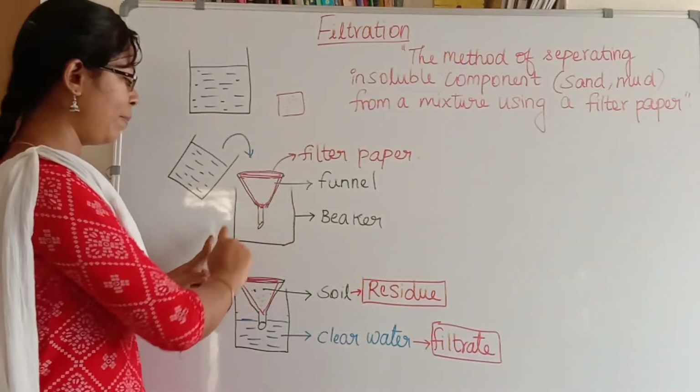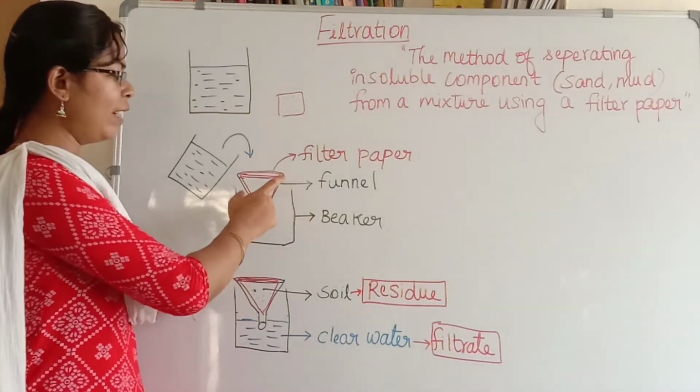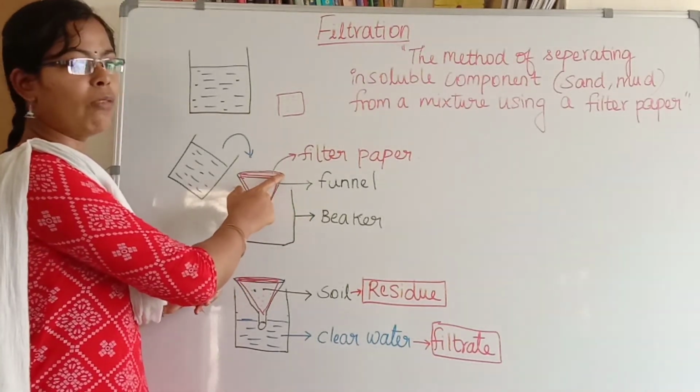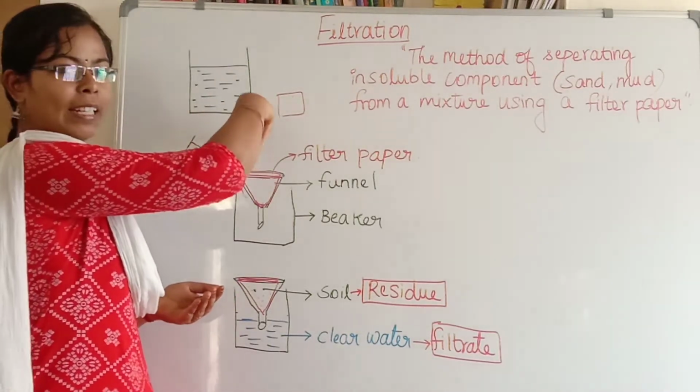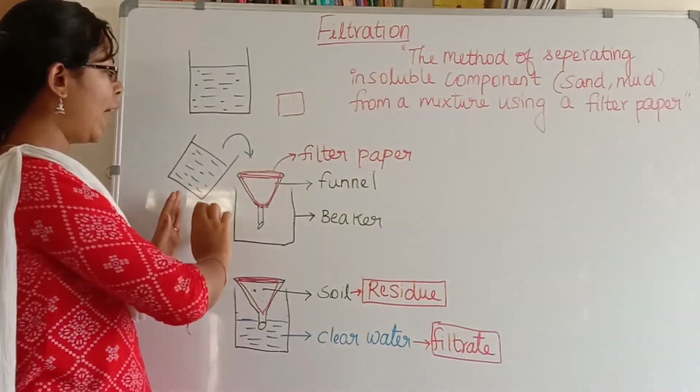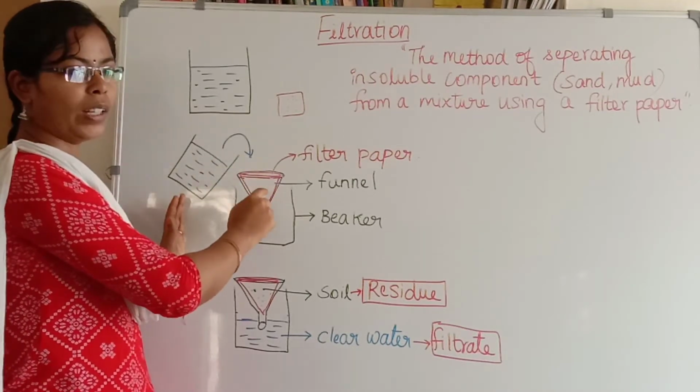Now I am taking a beaker and I am keeping a funnel above it. Now I am folding the filter paper in a cone form and I am placing it in a funnel. Now I am pouring this unclear water.